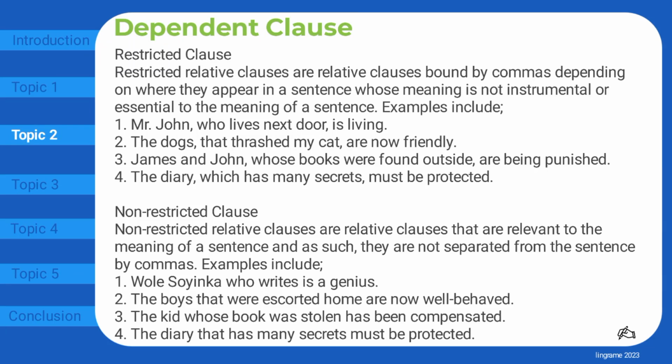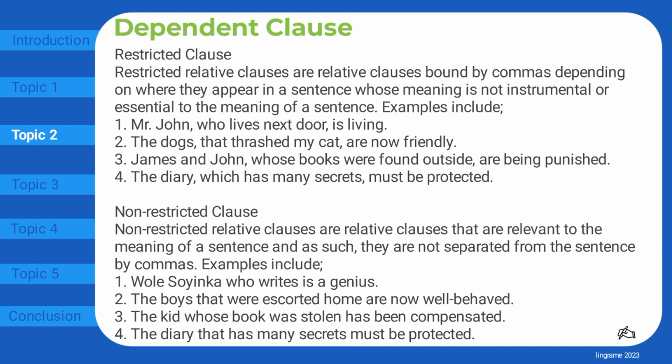Restricted clause. Restricted relative clauses are relative clauses bound by commas depending on where they appear in a sentence whose meaning is not instrumental or essential to the meaning of a sentence. Examples include, Mr. John, who lives next door, is living. The dogs that thrashed my cat are now friendly. James and John, whose books were found outside, are being punished. The diary, which has many secrets, must be protected.